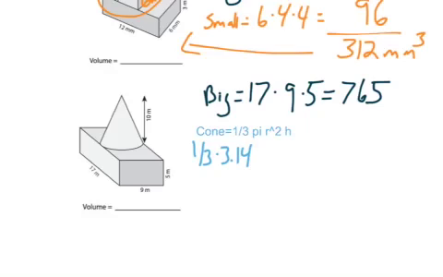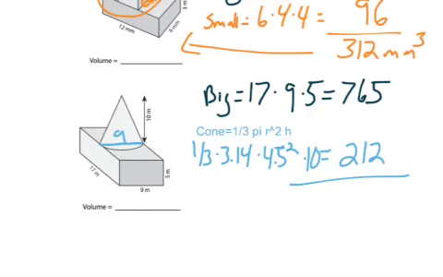Well, here's what I do know. The diameter is from one edge of the cone to the other. And I can see that they get the diameter from this 9 on the bottom. It's the same length all the way across the box, which is 9. So that's the diameter. To get the radius, cut that in half. So it's 4.5 squared times my height, which is 10. And when you do that, you get 212. So again, add those two up, and you end up with 977 meters cubed.